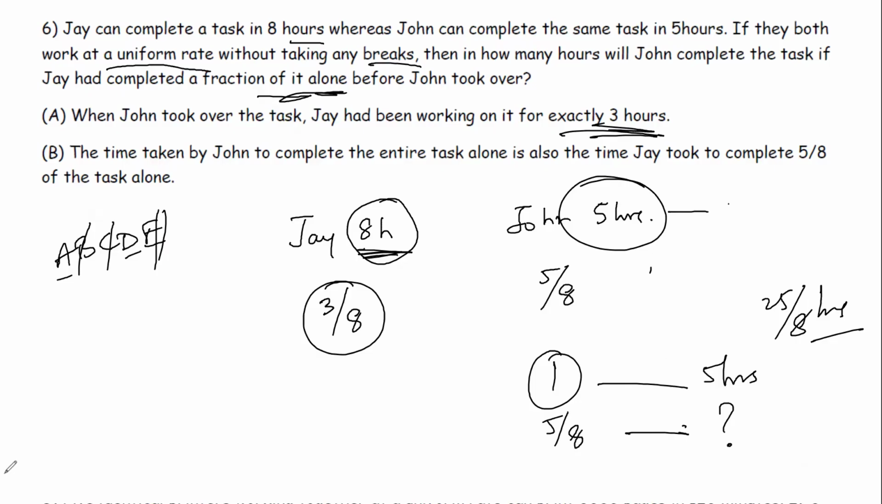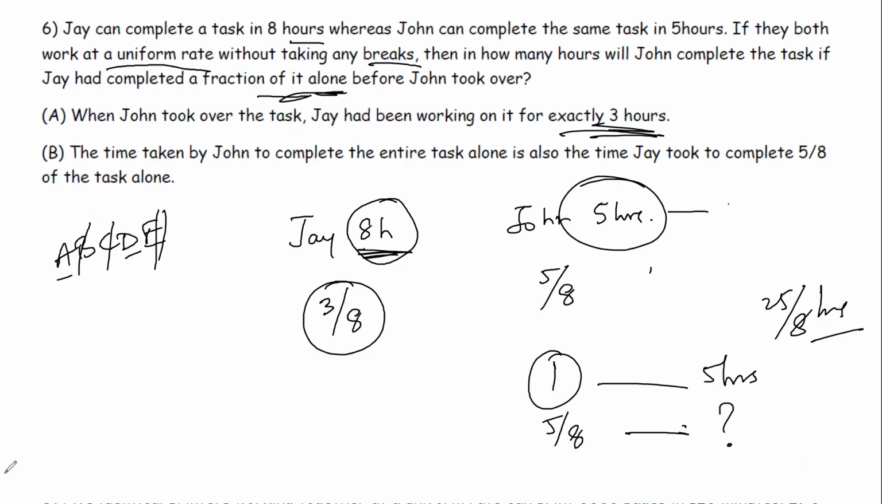See, the time taken by John to complete the entire task alone is also the time J took to complete 5/8 of the task alone. This is information which we can get from the question stem itself. It is just given to us in an evaluative way. If you evaluate the question stem, J takes 8 hours to complete a task alone, and that same task John can do in 5 hours. So if John completed the task in 5 hours, then in those 5 hours J would have completed 5/8 of the task. So that's all it's saying.